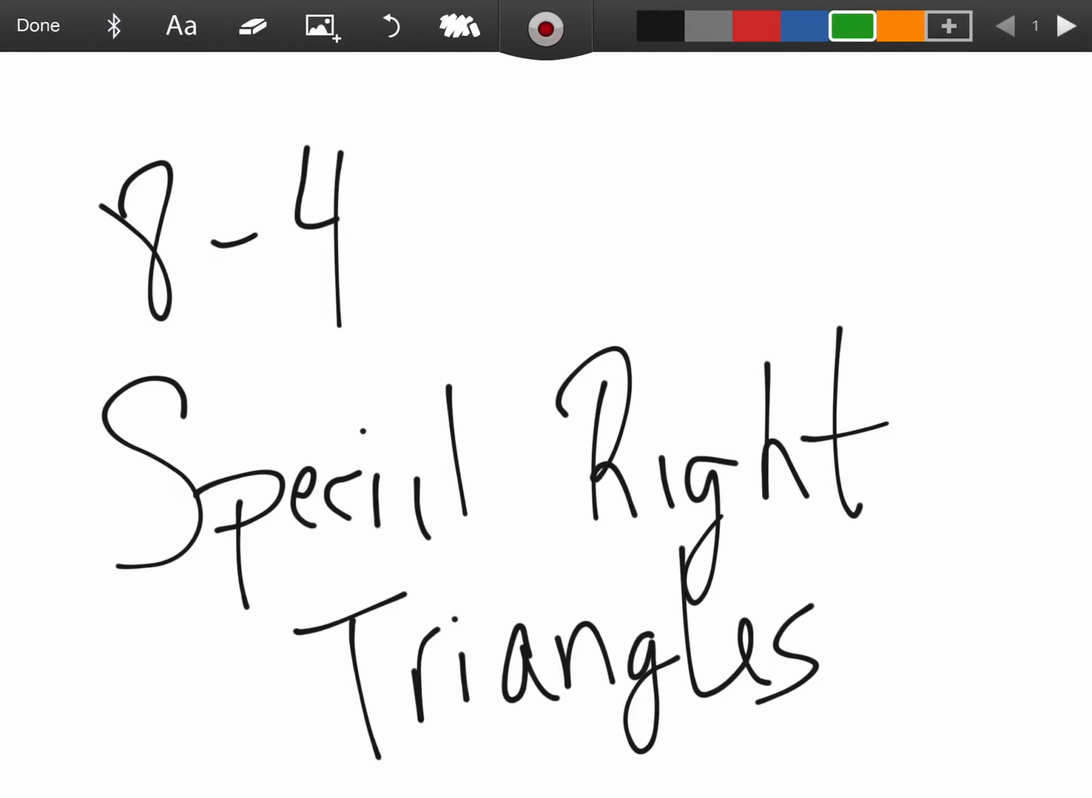Guys, here we go. In this video, we are going to be examining some special right triangles. We're going to be looking at two different types of triangles today, and we identify them based on their angle measures. So we're going to talk about a 45, 45, 90 triangle. That, of course, is just an isosceles right triangle because it has two congruent angles, meaning it has two congruent sides. And the other one we're going to look at is a 30, 60, 90 triangle.